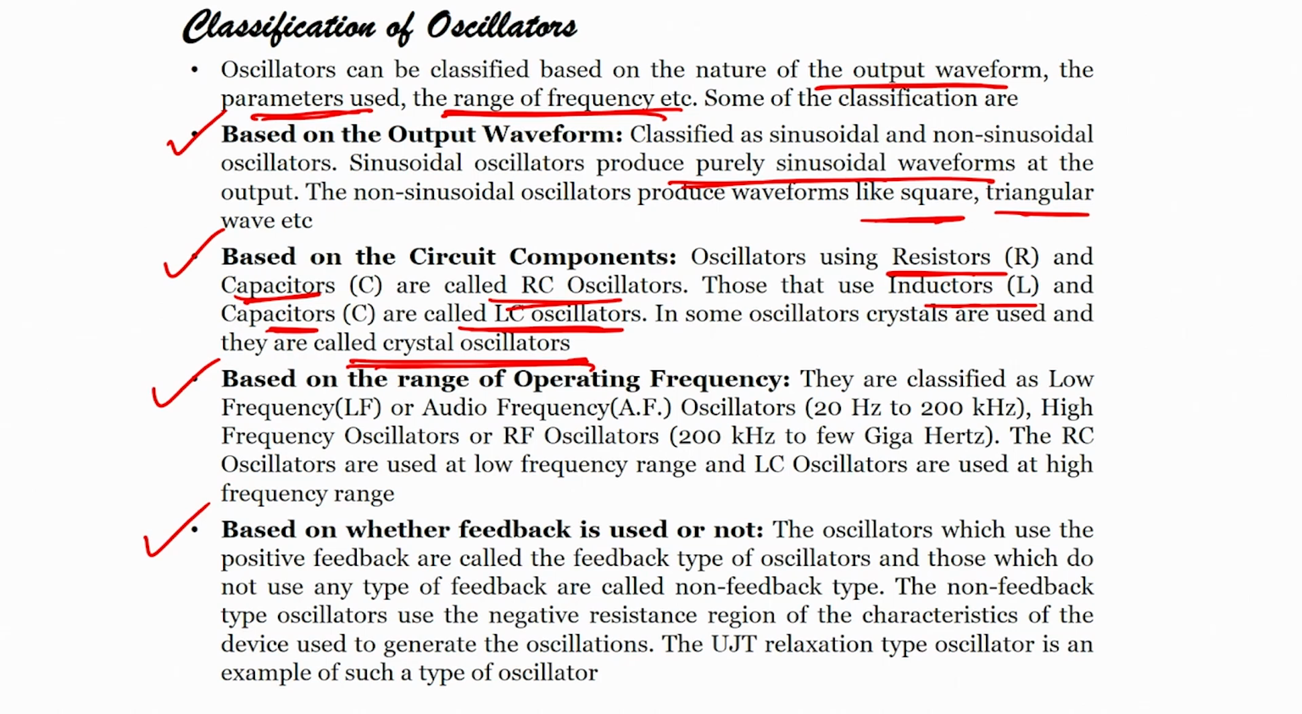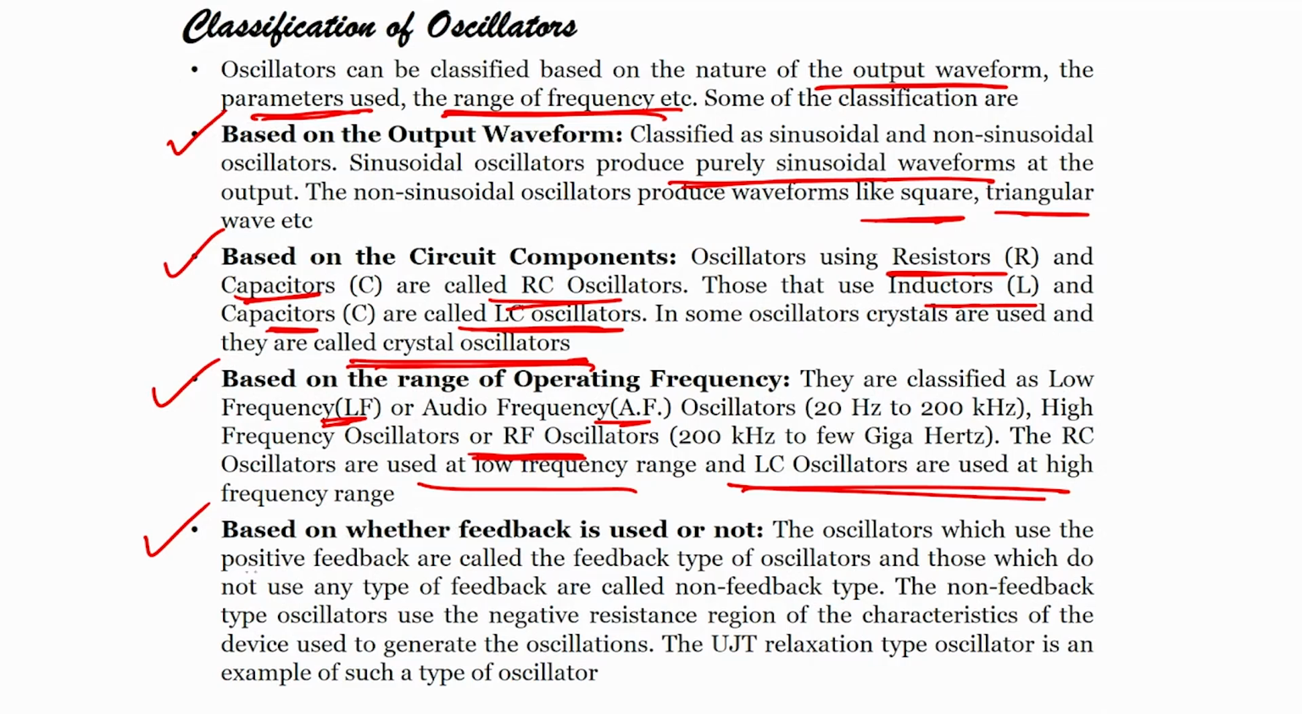Now let us see how we can classify the oscillators based on operating frequency. Based on the operating frequency, the oscillators are classified as low frequency or audio frequency oscillators, LF, AF, and high frequency oscillators or RF oscillators. The RC oscillators are used at low frequency and the LC oscillators are used at high frequency. So if it is a low frequency oscillator, generally it will be an RC oscillator. If it is a high frequency oscillator, it would be an LC oscillator.